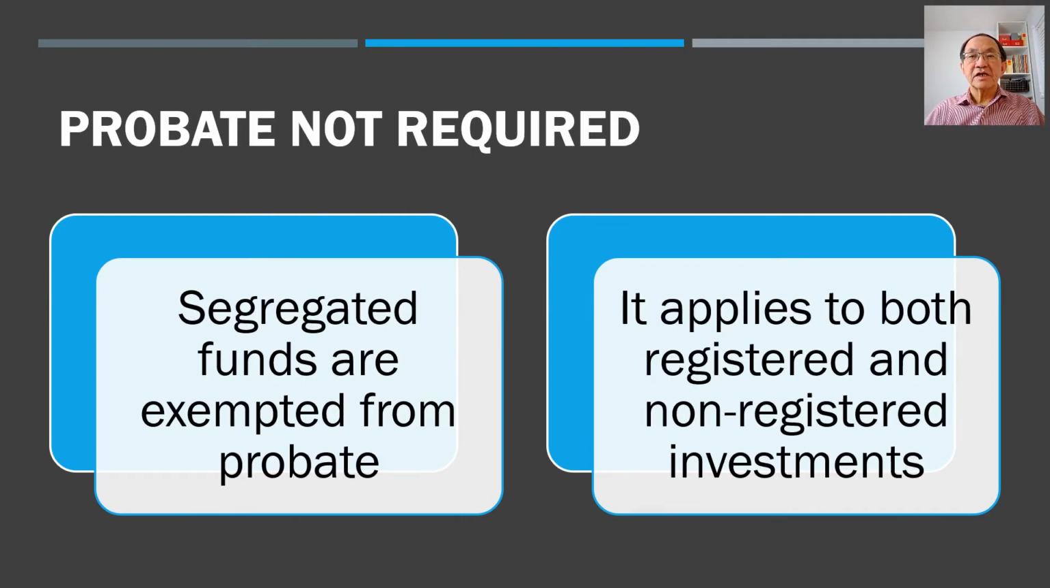All segregated fund contracts are exempted from probate. The proceeds will pass directly to the beneficiary upon the death of the annuitant. If the beneficiary is in a preferred beneficiary class, such as spouse, children, or parent, then the proceeds are also creditor protected in case of bankruptcy. This protection applies to both registered and non-registered investments. This feature is not available with any of the bank's products.